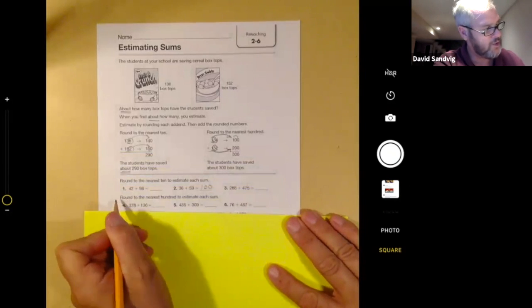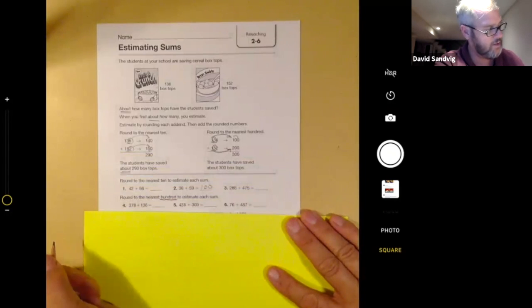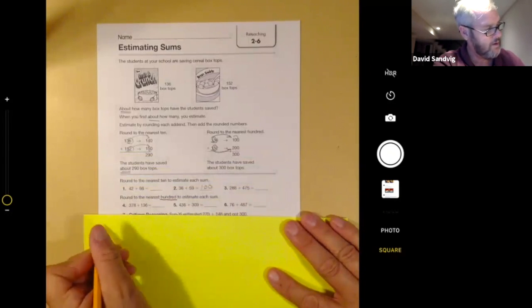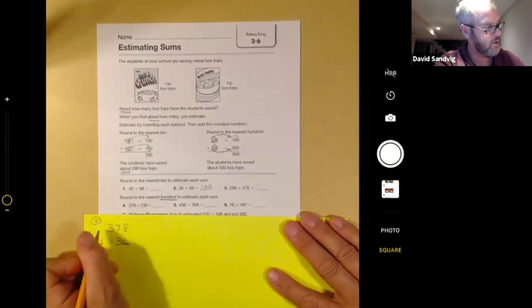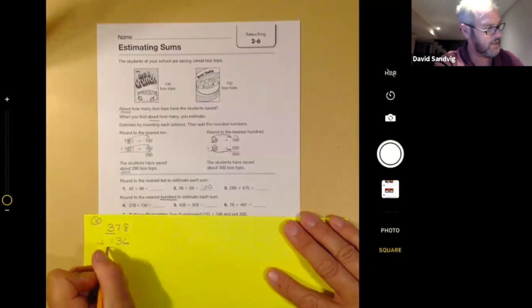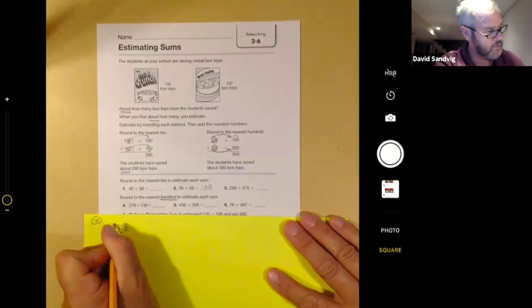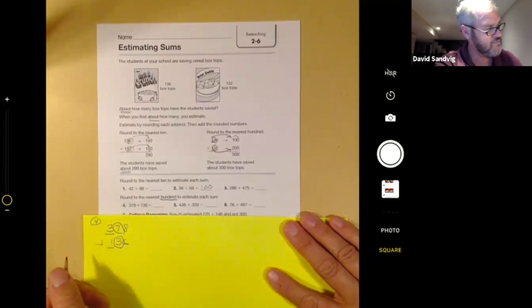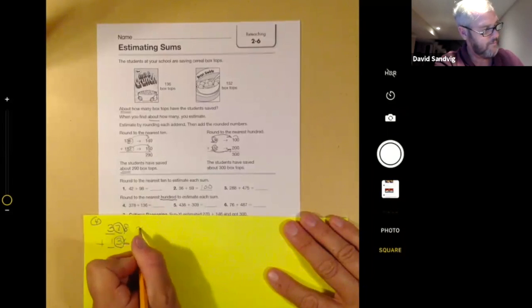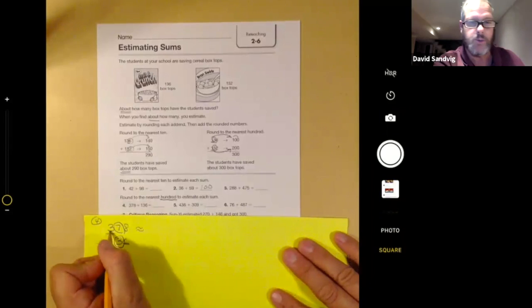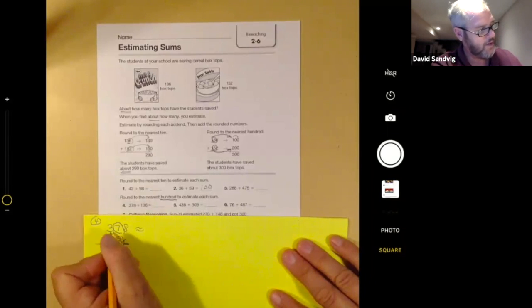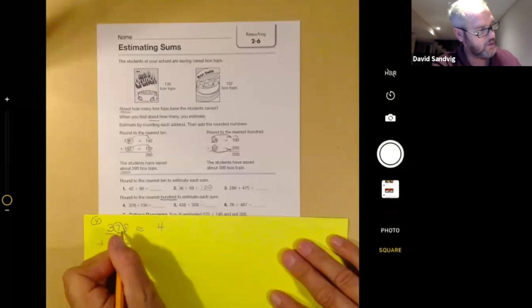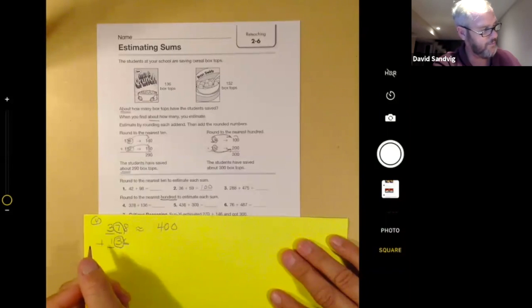Now our directions are round to the nearest 100. Number 4, 378 plus 136. We're going to underline the hundreds place and circle the number directly to its right. We want to round the 3 in the hundreds, so we look at the 7. It is 5 or more, so that makes the 3 change to 4, and all numbers to the right are 0.